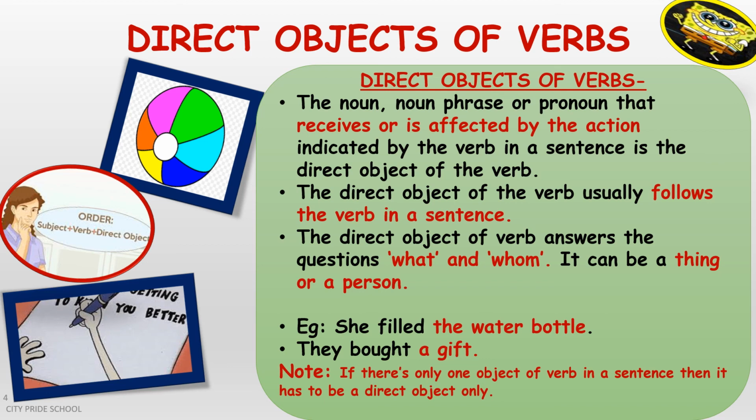Now there's something else also that you should always remember. It's a very important point, that if in a sentence there is only one object, then it has to be direct object only. Blindly you can write it as direct object. It won't be an indirect object. Okay, why it won't be an indirect object, that we'll discuss in the next slide.